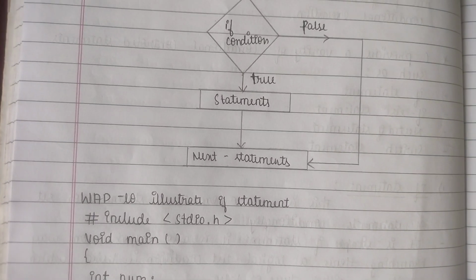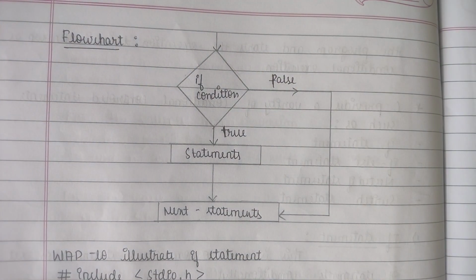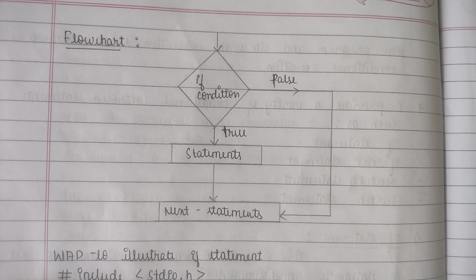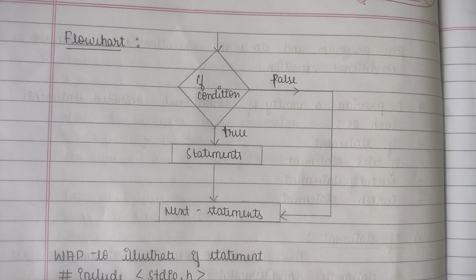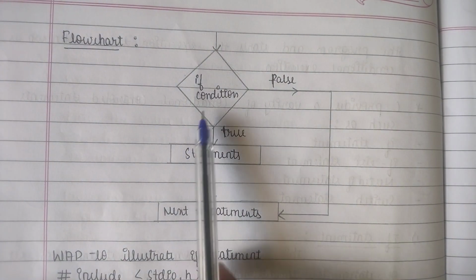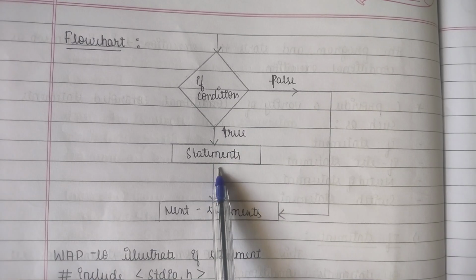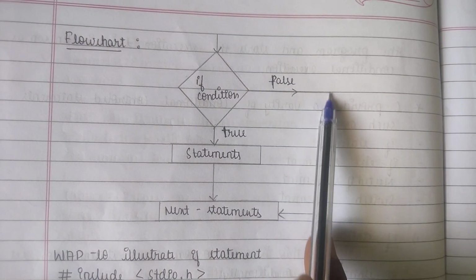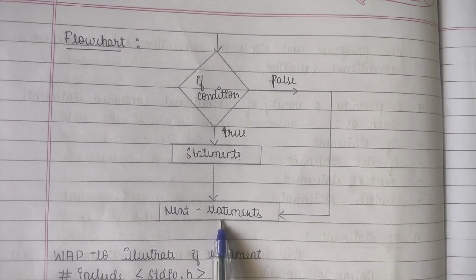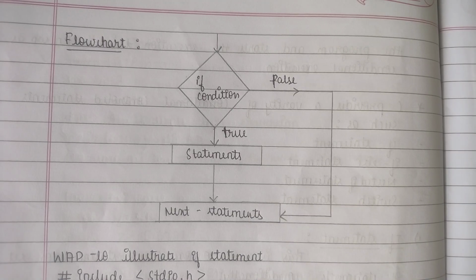Now just look at the flow chart of if. Flow chart means whatever I explained as the general syntax of the if, the same thing is represented pictorially, and that is called a flow chart. By using charts we can represent it. See here, this is the condition, that is the if condition. If the condition is true, it executes the statements which are present within the if. If the condition is false, then it executes the statements which are present outside the if. Those are called the next statements. This is about the if.